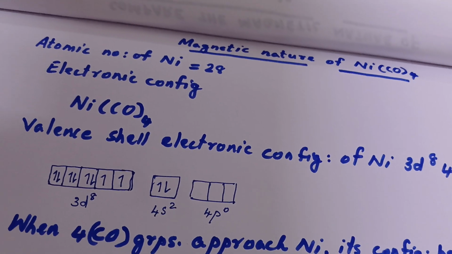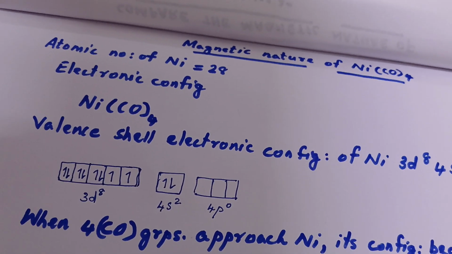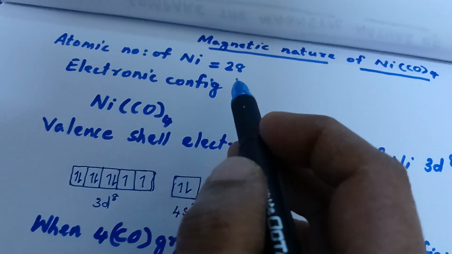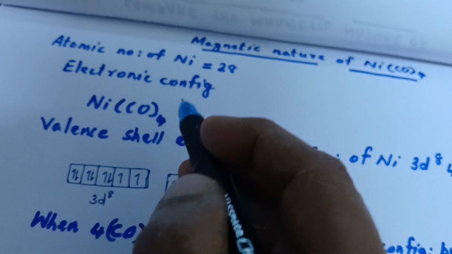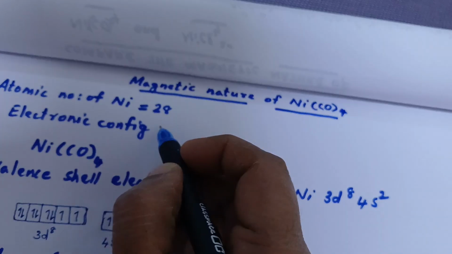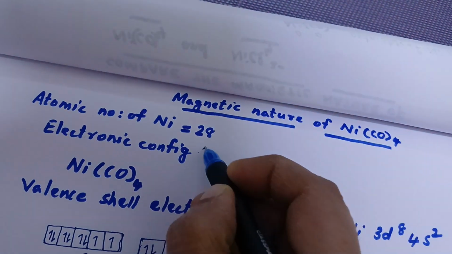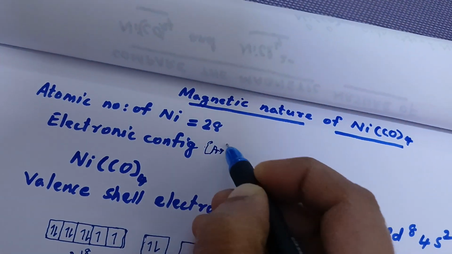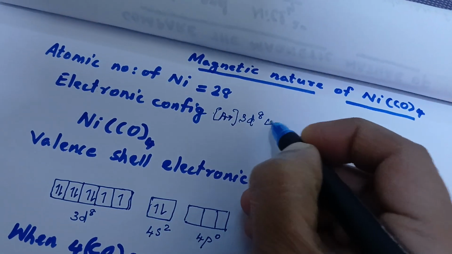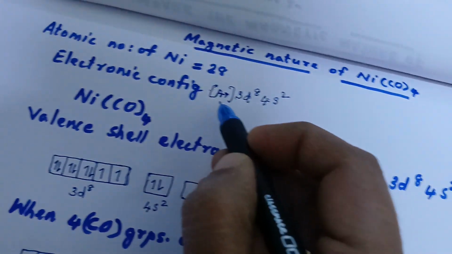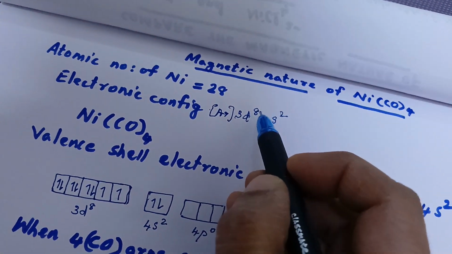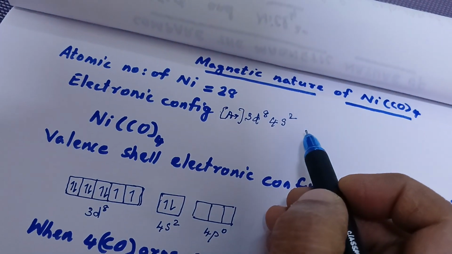The magnetic nature of nickel tetracarbonyl. We can see that the atomic number of nickel is 28, so its electronic configuration we can write as argon 3d8 4s2. Argon is having 18 electrons, 18 plus 8, 26 plus 2, 28 electrons.